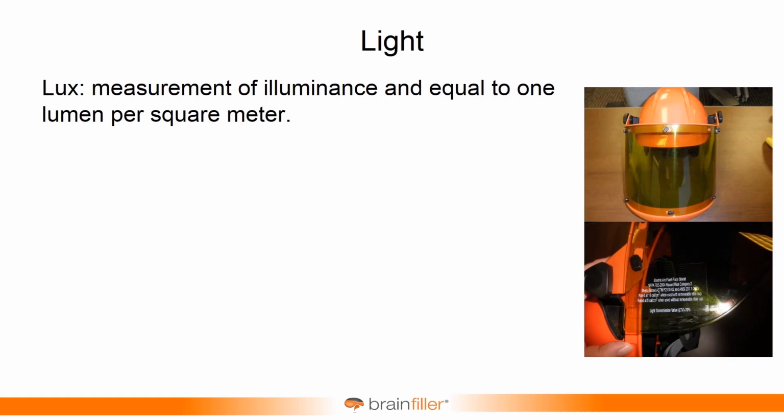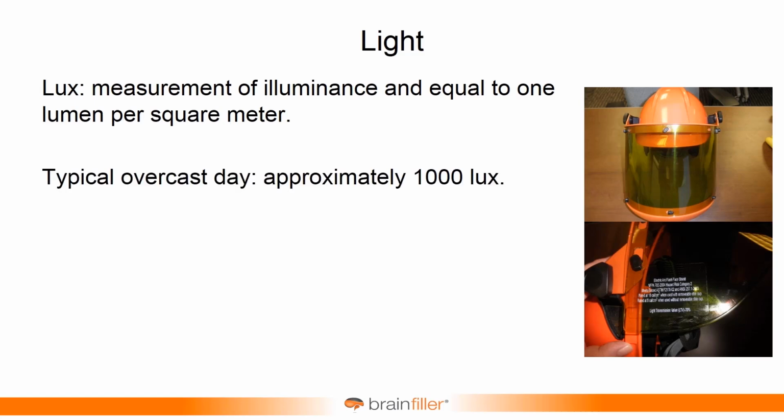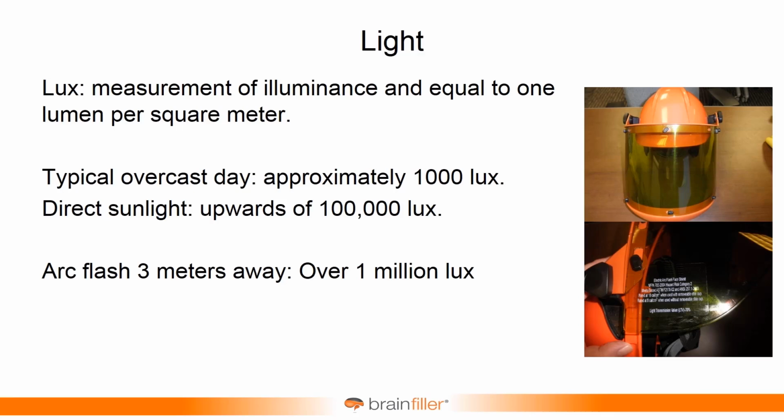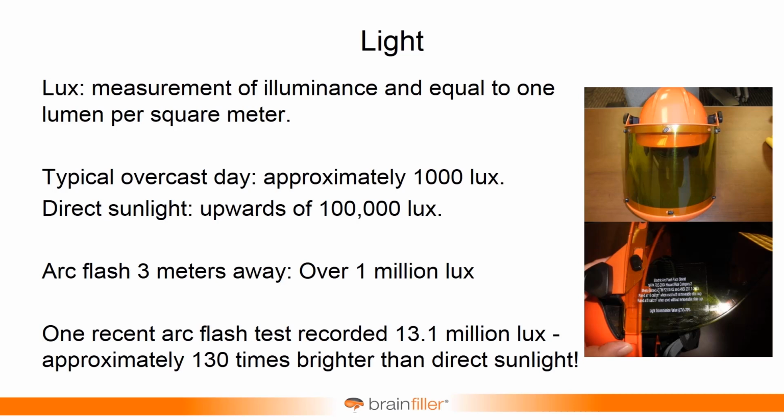And so to give you some frame of reference for what we're talking about: around 1,000 lux is a typical overcast day. You go up to 100,000 lux, and that's a really bright, direct, sunlit day. Now, from some of the arc flash tests, 3 meters away, there have been recordings of over 1 million lux. And there was one that actually went up to a little over 13 million lux, over 130 times brighter than the sun. That's going to be a tough one.